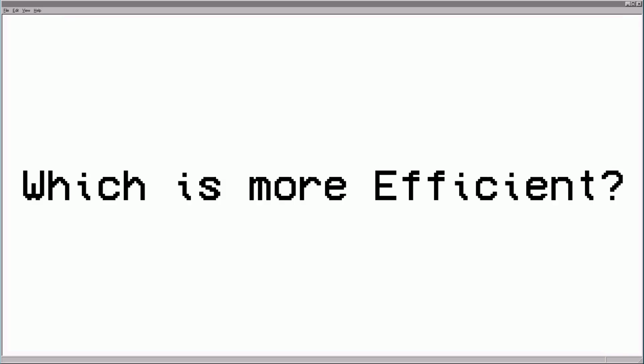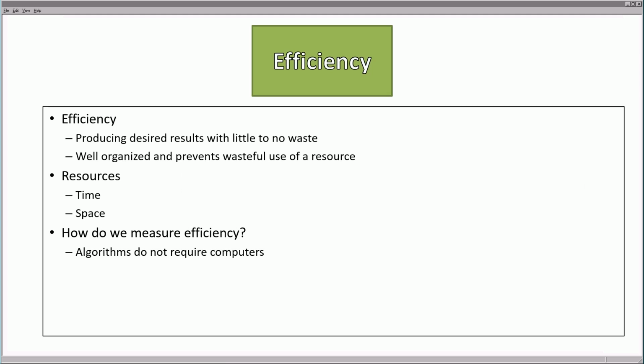Now, if we were going to start comparing these two different implementations of a search algorithm, well, which one is more efficient? First, we need to know what efficiency even is. So we are going to produce desired results with little to no waste. Basically, a well-organized algorithm will prevent wasteful use of resources. Now, resources in terms of computing, we're always concerned with time and space. Relating that to the hardware, think of time as being the commands run by the CPU and space being the amount of space used in memory.